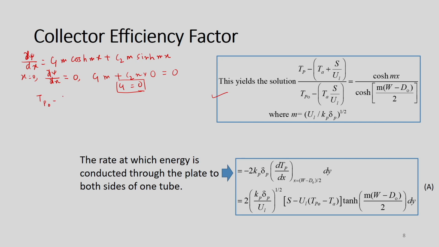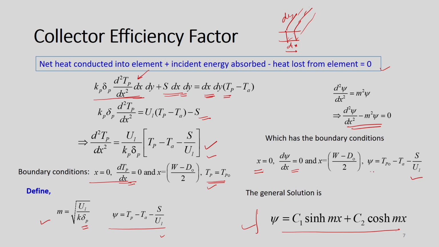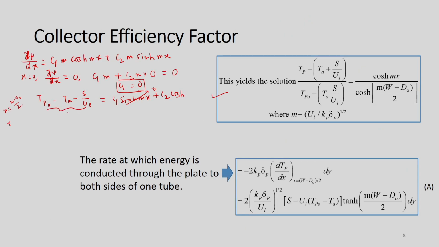So, Tpo minus Ta minus S by UL is equal to C1 sinh mx plus C2 cosh mx. Because C1 is 0, that part will be 0, then plus C2 cos hyperbolic, because when we use the second boundary condition, at x equal to w minus d naught by 2. Okay. So, we can go back to that; this is the boundary condition, this xi will be Tpo minus Ta minus S by UL. So, this is nothing but no xi part. Okay. So, this is the first boundary condition, and here mx is m times w minus d naught by 2, right.